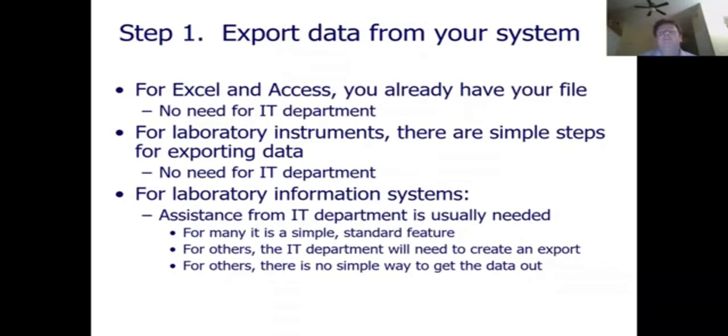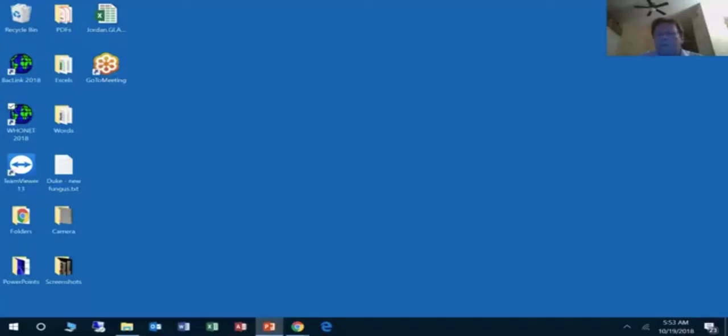For some IT systems, this is extremely easy. They'll give you the file that afternoon. Other lab systems need a week or two. Other places, it'll take a while because if the feature's not there, they need to talk to the vendor. So that's the first part, getting the data. Once you have the file, we can help you with BacLink.